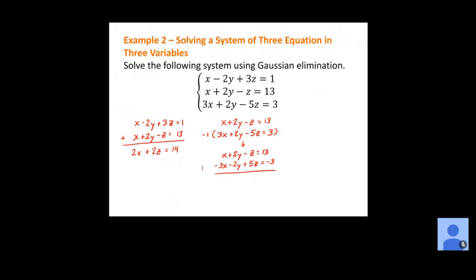So when I add these together, add the x's, x plus a negative 3x, that should be negative 2x. We have a 2y and a negative 2y, that's going to cancel. Negative z plus 5z should be positive 4z. And then 13 plus negative 3 should give us positive 10. Any questions on that stuff?